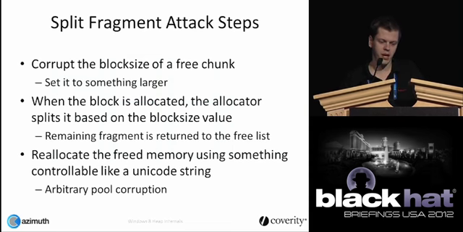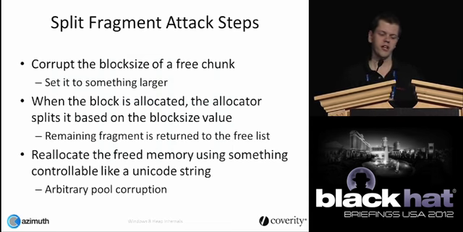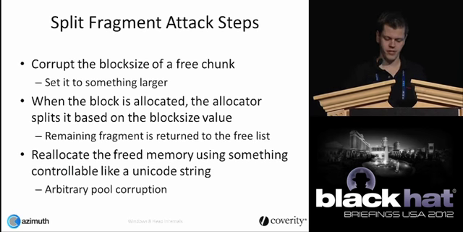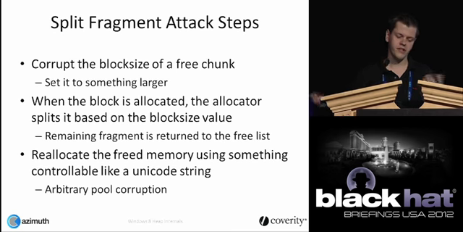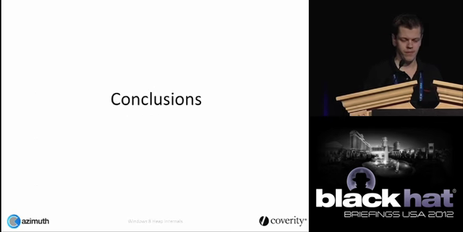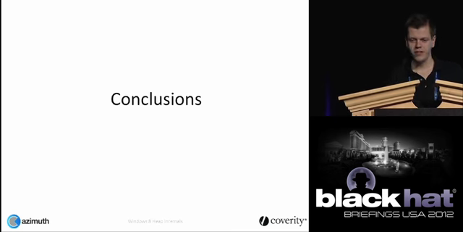So again, here are the steps. You corrupt a free chunk, you set it to something larger, and the allocator splits and returns that fragment back into the allocator or to the free lists, and then you reallocate that memory using something predictable and controllable, like a Unicode string associated with an NT object, for instance. So they're not groundbreaking attacks, but they still might be useful in some situations where you can extend something limited into something a bit more useful.